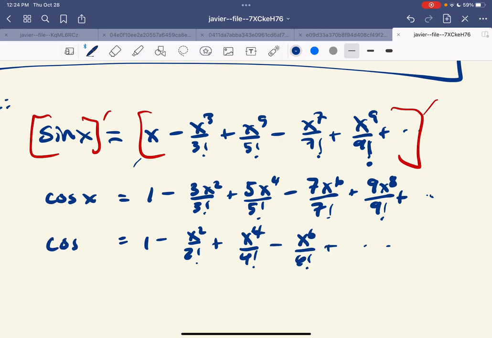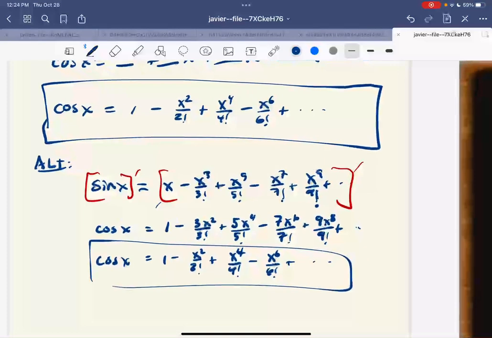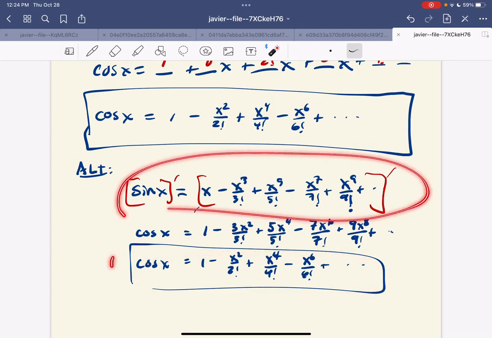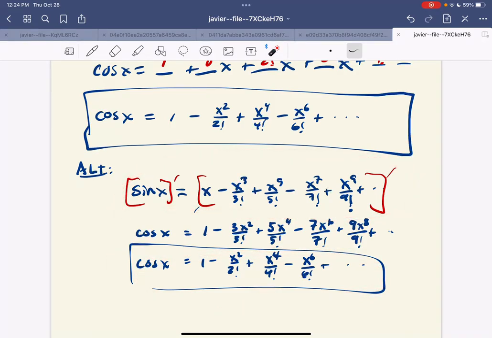So here would be another way to get to the same conclusion, the cosine being the even function with all the even terms. We could have saved all this work if we had just applied a derivative on both sides of the sine expansion. Okay.